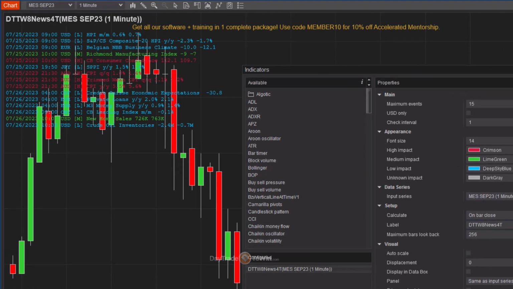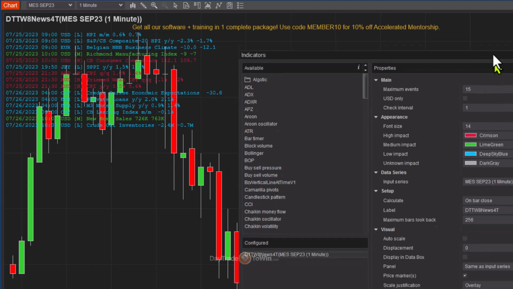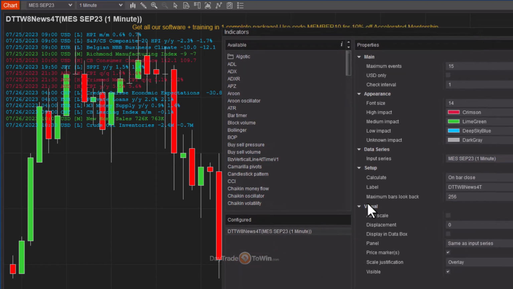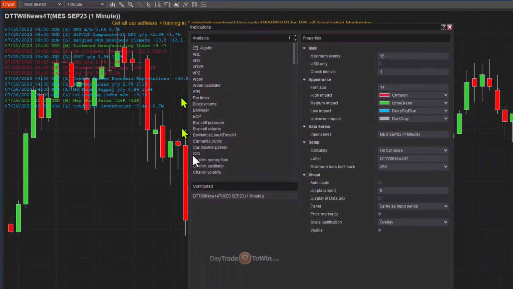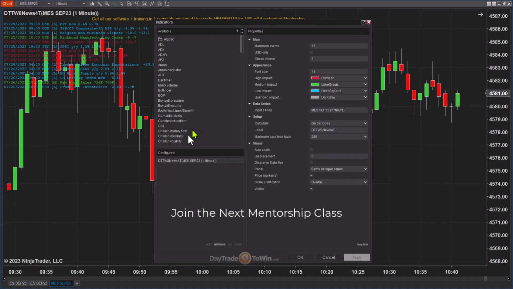So this is a great little indicator for NinjaTrader 8 that we have available for free. We include this with mentorship, and we include this with some products as well, but you can download it and try it out on your own on your NinjaTrader 8 charting platform.